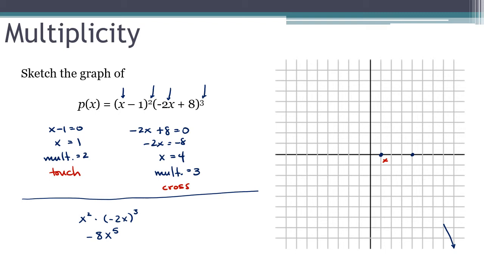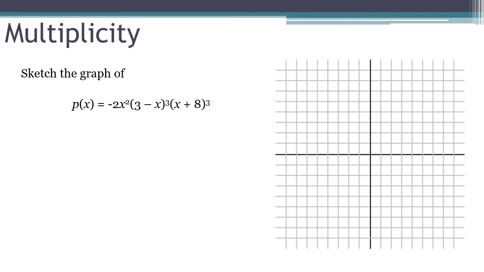Then what happens on the other side? If I put a really big negative number in there, raise it to the 5th power, it's negative, multiply that by negative 8, and it becomes positive. So it's going to be going up to the left, and that's what I need to know. Now I can sketch my graph. The graph is going to come down, touch this intercept, come back up, go down through this one, and take off down to the right. And that's it. There's the sketch of my graph.